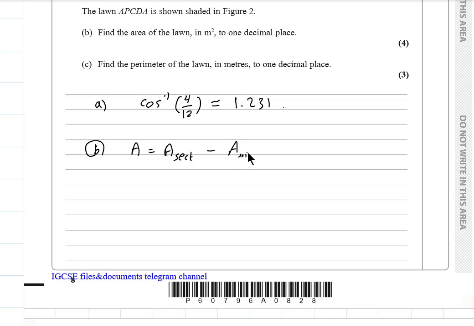Area of the sector is half r squared, which is 12 squared, times theta, which is pi plus 1.231, minus area of the triangle, which is half base times height, or we can say half times 4 times 12 times sine of the angle between them, which is 1.231, right?